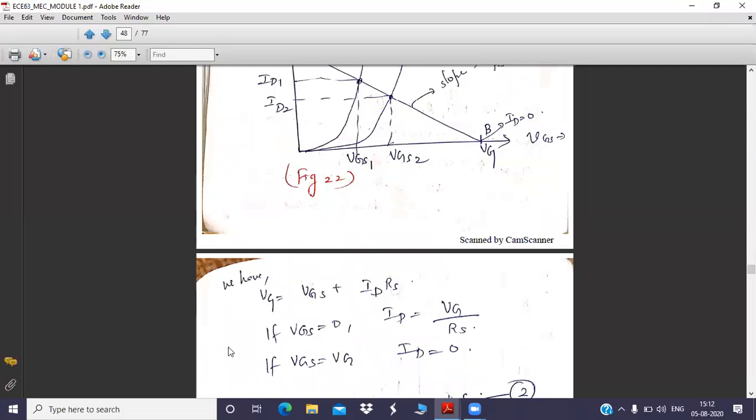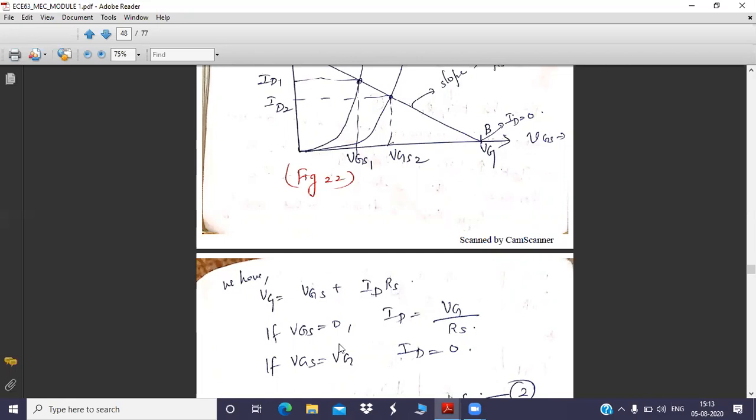Now you will put VGS as 0. So the equation becomes VG equal to IDRS. From this you can calculate ID. So ID is equal to VG divided by RS. You have to take RS to the left side, rearrange, and you will get ID equal to VG by RS.